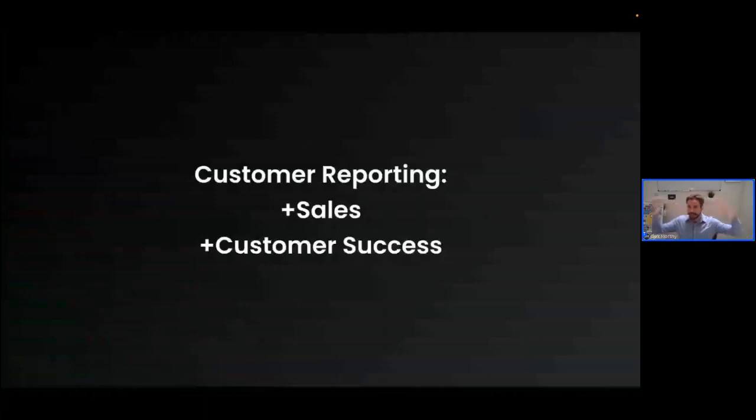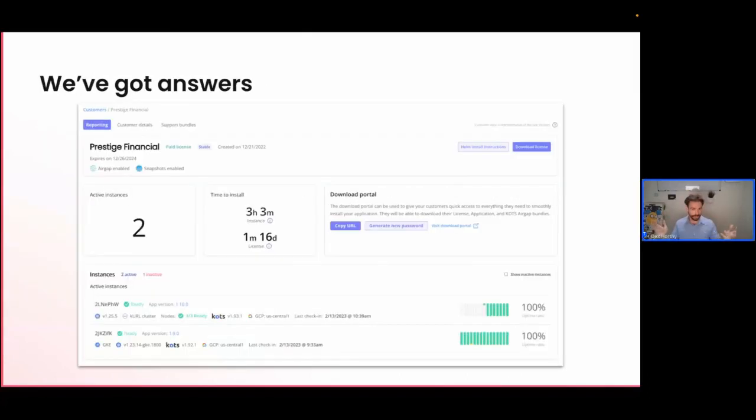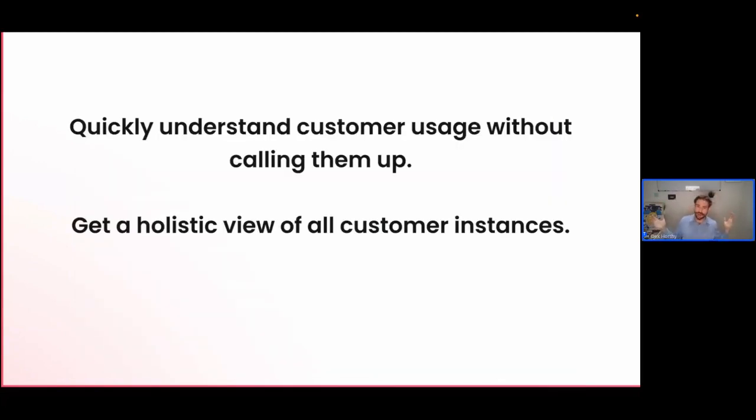Next level up is we talk about customer reporting. This is adding features and value for sales, for customer success, who want to get a holistic view of a customer, how many instances they're running, what are the differences in environment and app version across customer instances, which, if any of their instances are having trouble. And so you've got this customer reporting page from which you can drill into the individual instance view, but we're also summarizing that for you at a higher level. So, you don't have to call customers up to figure out how much they're using anymore. You can just see it, and you can get a holistic view of all customer instances.